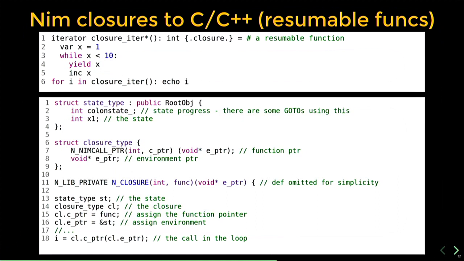We also have a closure type structure, which is basically two pointers bundled together. One of the pointers is the function pointer to the actual function which will be doing the work, and the other pointer is the pointer to the environment, to the state. Having this closure type, if you have an instance of it, you can just call the function pointer from it, passing it the environment, and then the function which is actually doing the work will take the state from the state pointer and figure out how far along it has reached in the state machine of the resumable function and continue. Again, this compiles to C code.